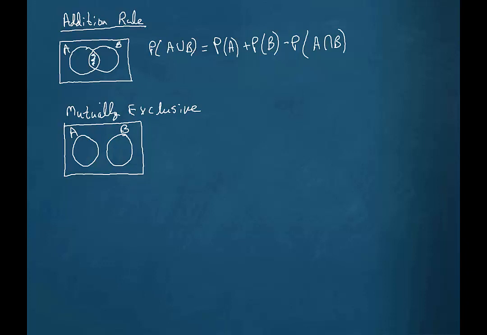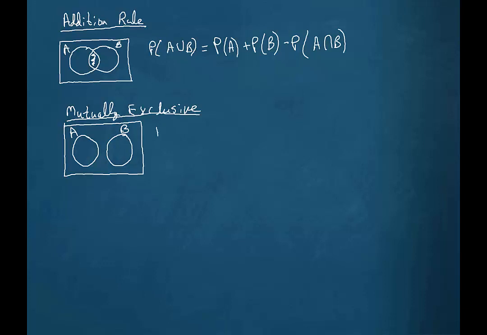But let's suppose that we have a situation where the events are mutually exclusive. And what that means is that these events cannot occur at the same time. That would be illustrated by this Venn diagram here, where A and B do not intersect, because events A and B cannot occur at the same time. For instance, it can't be daytime and nighttime at the same time.